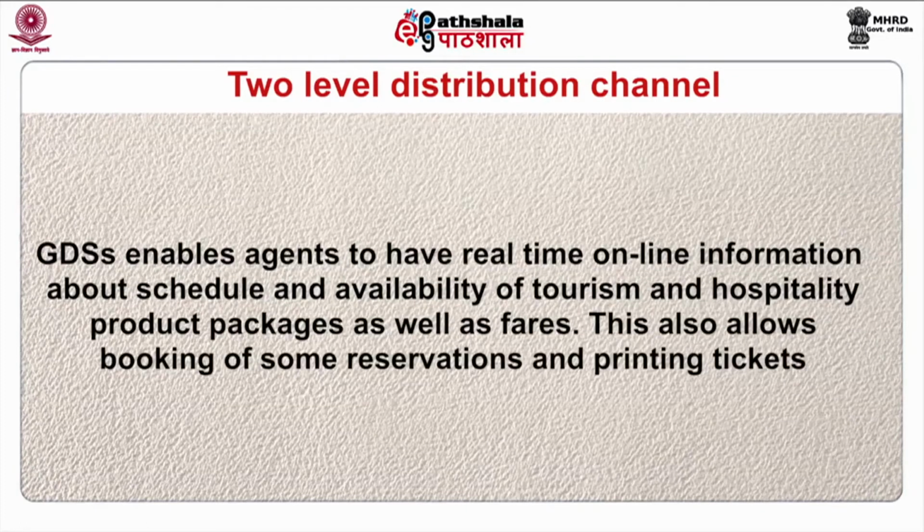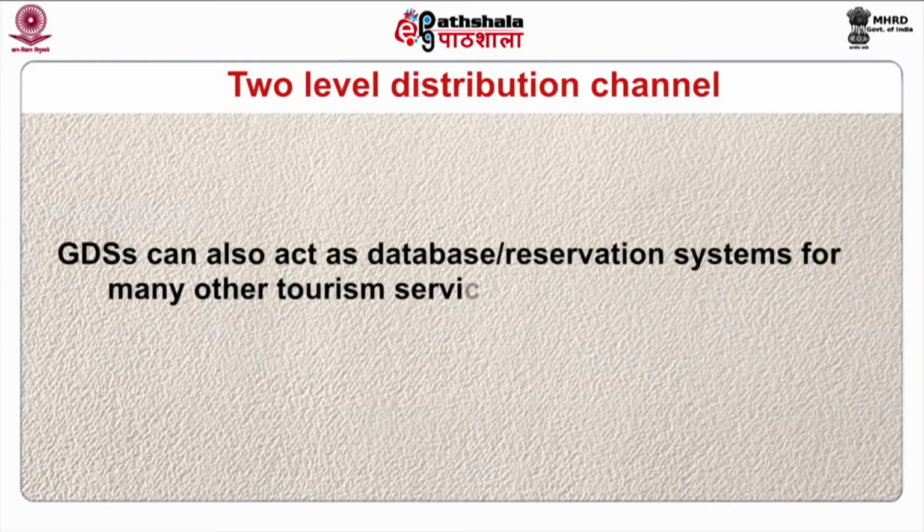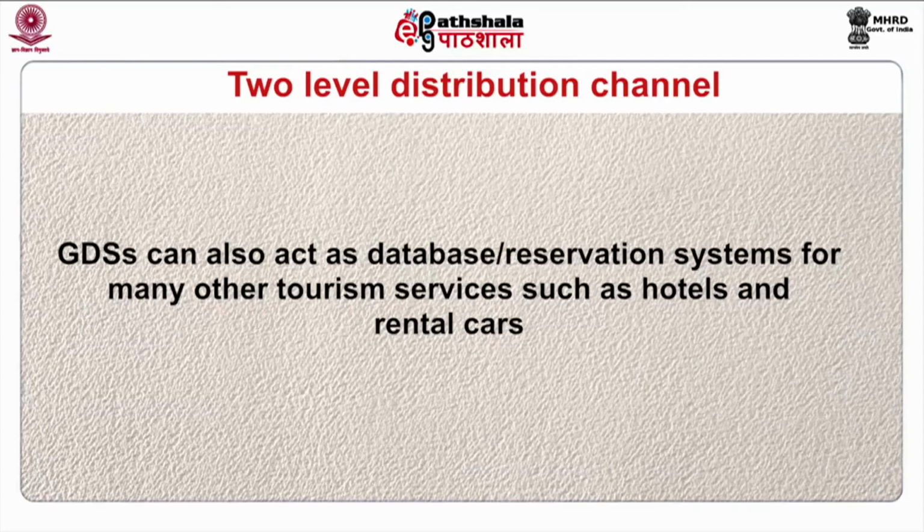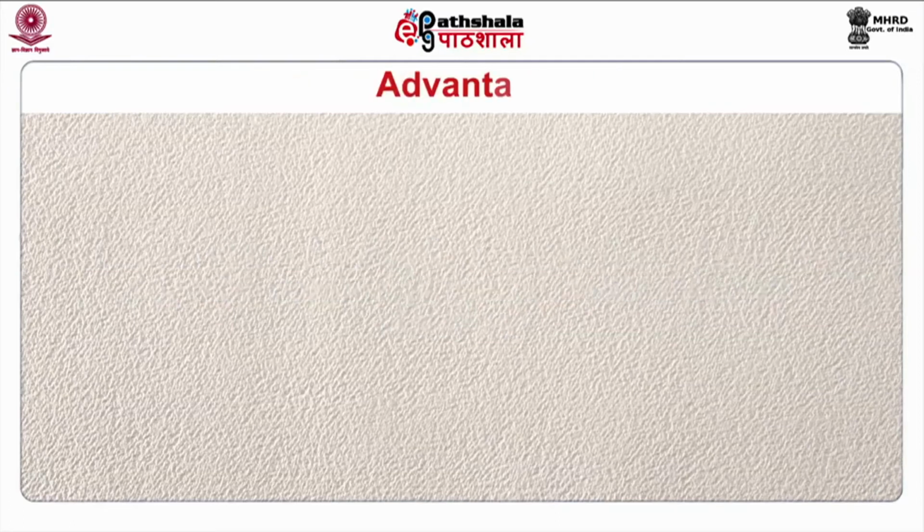GDSs enable agents to have real-time online information about schedule and availability of tourism and hospitality product packages, as well as fares. This also allows booking of some reservations and printing tickets. GDSs also act as database or reservation systems for many other tourism services such as hotels and rental cars.